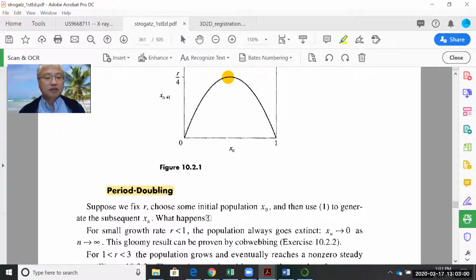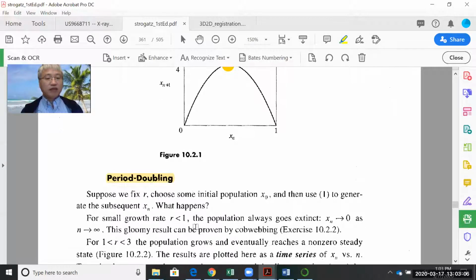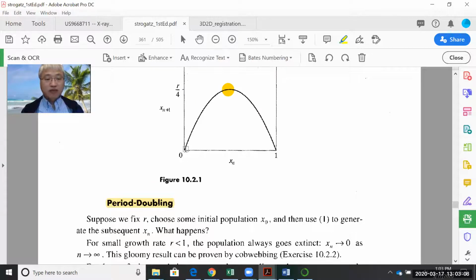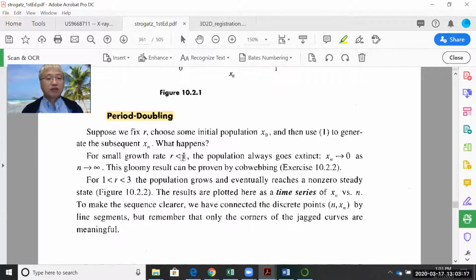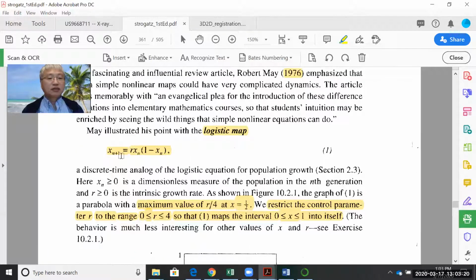So the first case is to find a fixed point. There is one fixed point at 0, and you can calculate the derivative. The derivative of this function will be r minus 2r x_n, and if you evaluate that at the fixed point x equals 0, the derivative at x equals 0 is equal to r. So when r is less than 1, it is stable. When r is greater than 1, it's unstable.